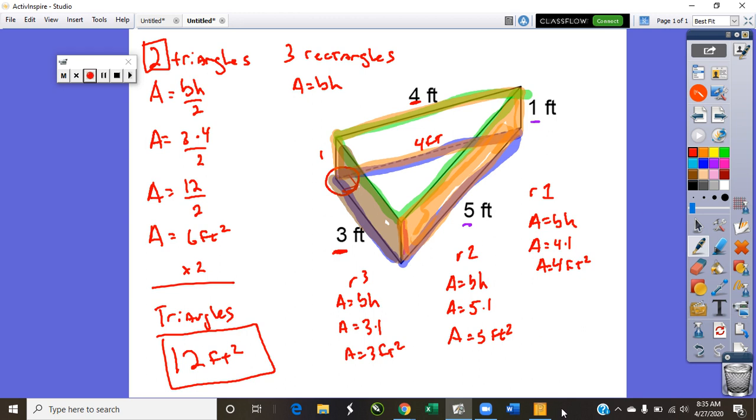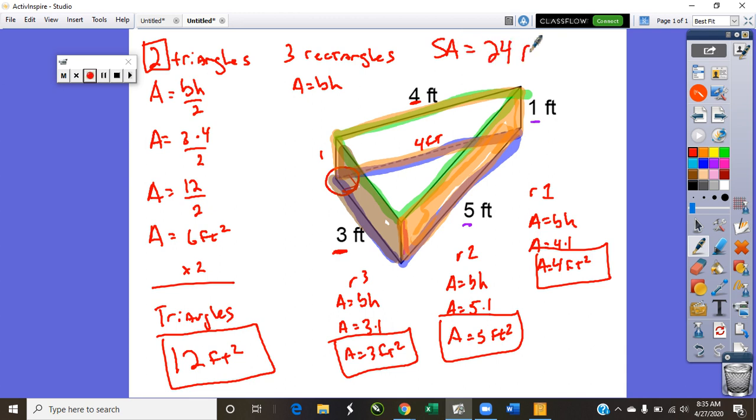Now, what do you think we're going to do with all of these areas? Because we want to find the area of the entire figure, all of the surfaces together. So we're going to add 12 plus 3 plus 5 plus 4. So 12 plus 3 is 15. 15 plus 5 is 20. And 20 plus 4 is 24. So the surface area of this whole thing would be 24 feet squared.